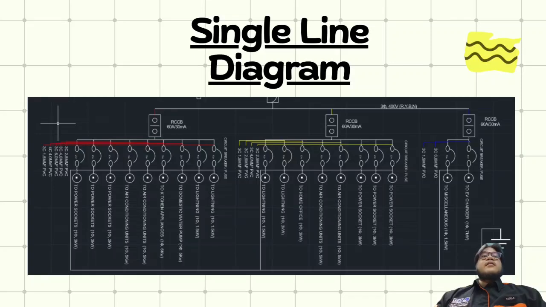This systematic approach, supported by a continuous grounding network, ensures the electrical infrastructure is not only balanced across phases but also highly resilient, allowing specific zones to be isolated for maintenance without disruption.